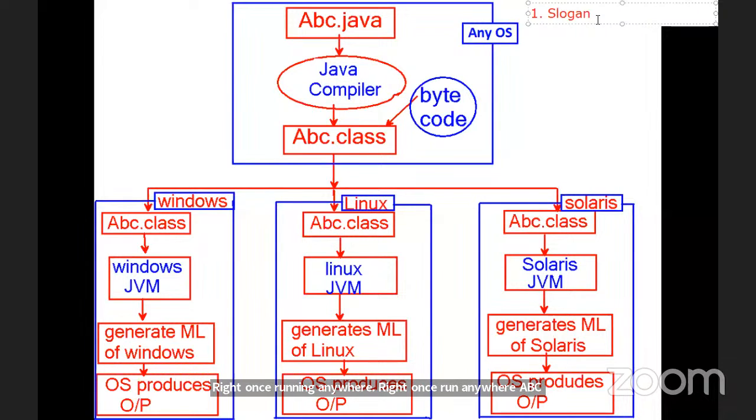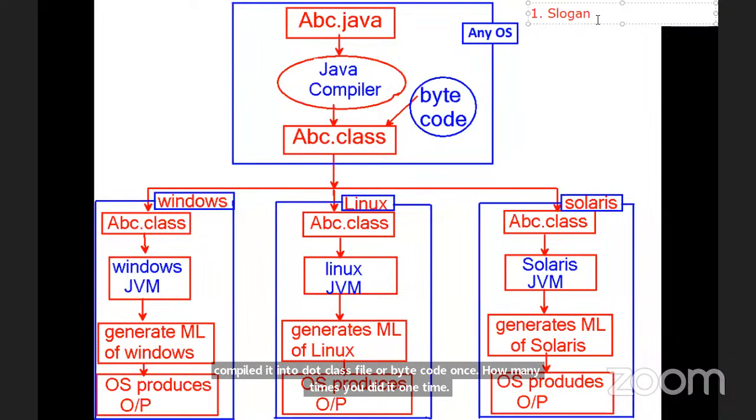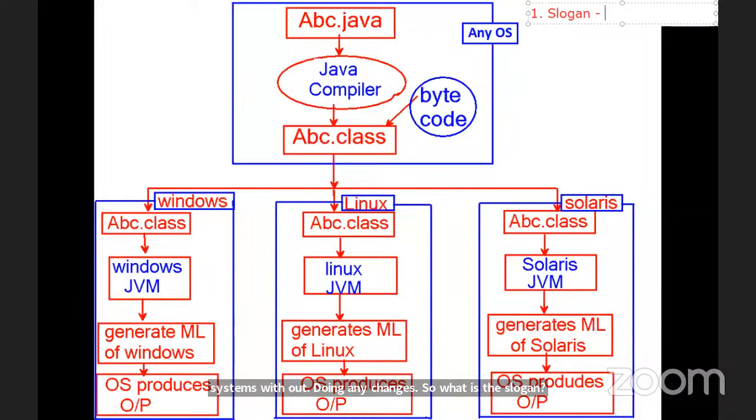In an abc.java file, you type the source code once and compile it into a .class file or bytecode once. How many times did you do it? One time. Then you execute the same code in all operating systems without making any changes. So what is the slogan? Write once, run anywhere. It means that either the source code or the compiled code is generated only one time. Don't write any notes. Please focus.